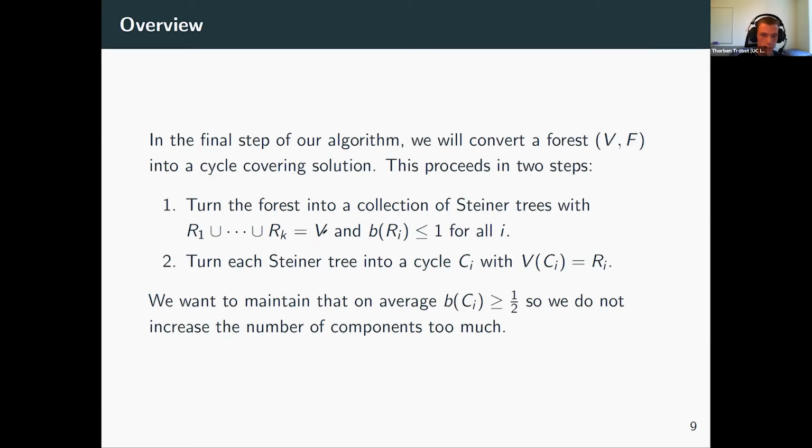Okay, and of course, one important part here is we want that we don't create too many cycles. So we need to somehow relate the number of cycles that we create to properties of this forest. And to do that, we will maintain on average that every cycle will serve a demand of at least 1/2, except for cycles that come from components of this forest that were already quite small. So the forest could already have a component in it that has a demand of only, I don't know, 0.1, in which case, obviously, there's no way to make that larger since we're restricted to a subset of the edges.